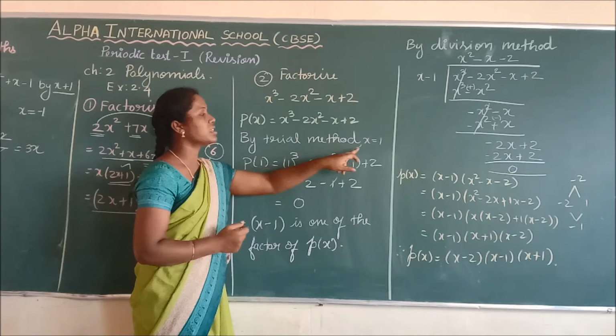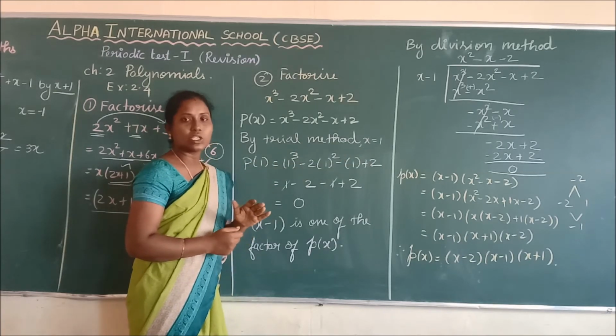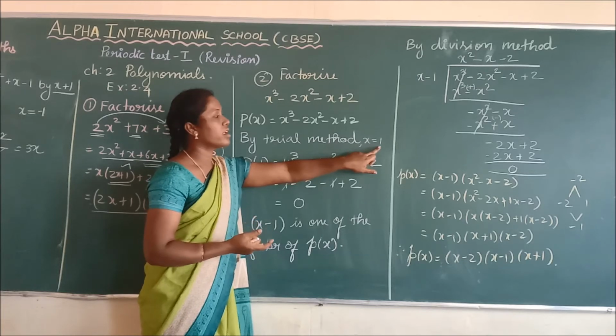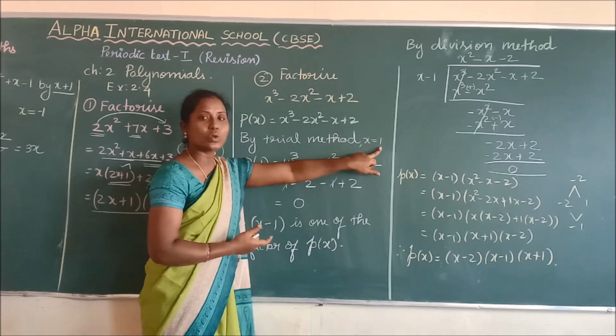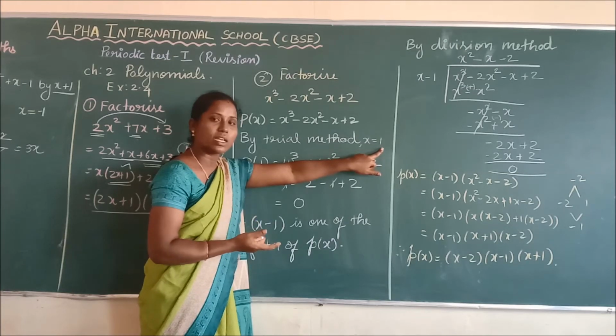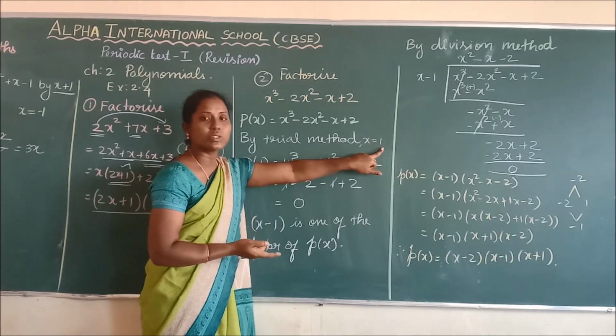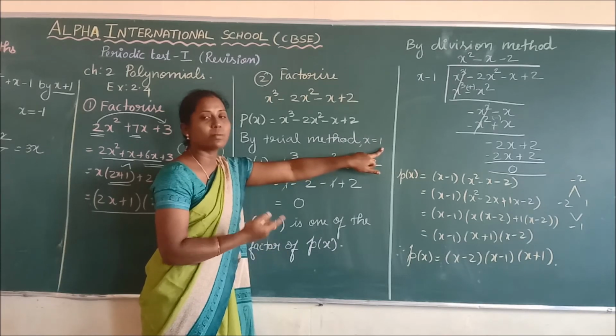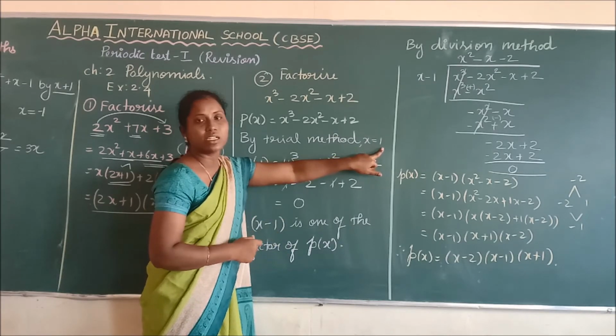By the trial method, let x is equal to 1. Not only x is equal to 1, already while solving the problems we saw that. For example, we are taking x is equal to 1. If x is equal to 1 does not satisfy the condition, we have to go for the other values, x equal to minus 1. Likewise, you can substitute the integers plus 2, minus 2, plus 3, minus 3.